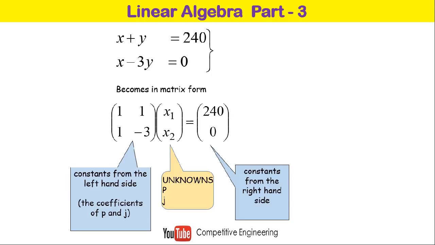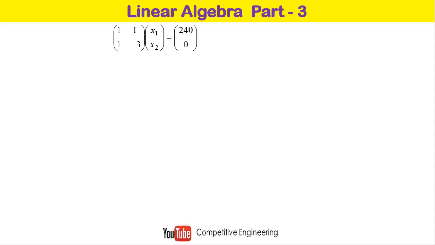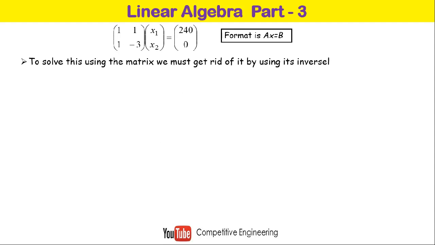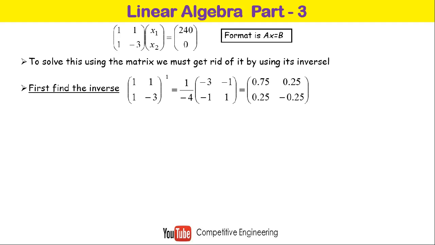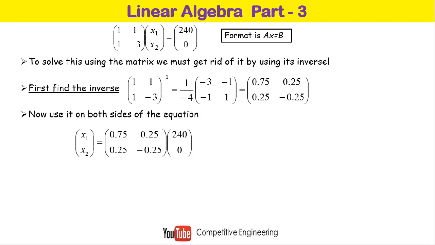For identification, on the left side we have the coefficient matrix and x1, x2 unknowns, and 240 and 0 are the constants from the right hand side. Then we have the Ax equal to B format, and we find the inverse of [1 1; 1 -3]. By using the method that we explained in the last slide, this is the inverse of the matrix. Just multiply it with [240; 0], then we will get the values of x and y. Multiplying it, we get 180 and 60.